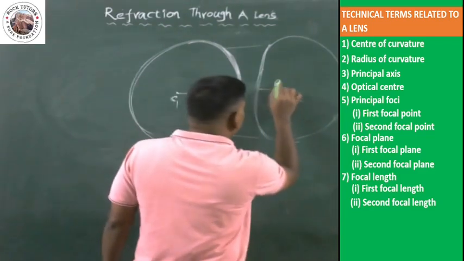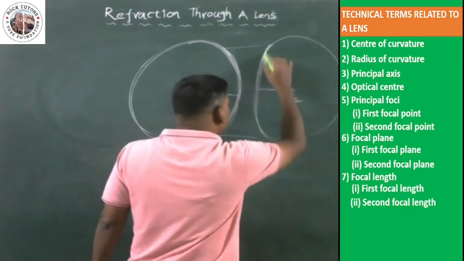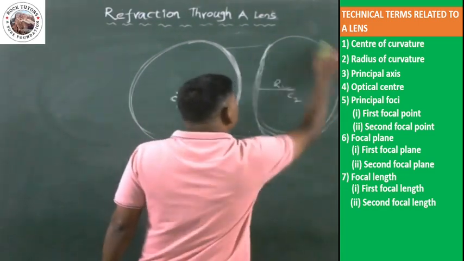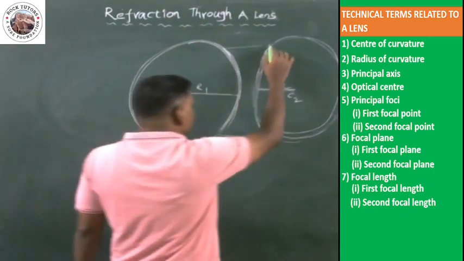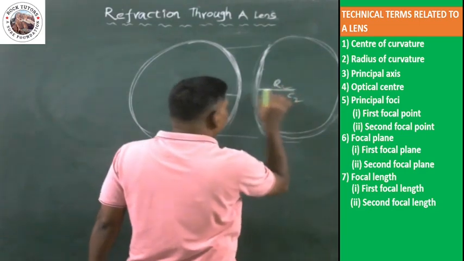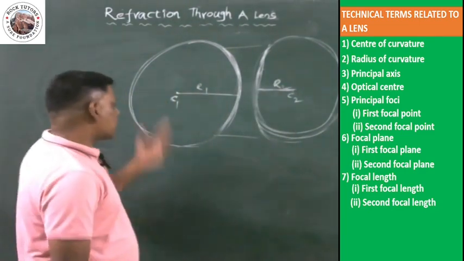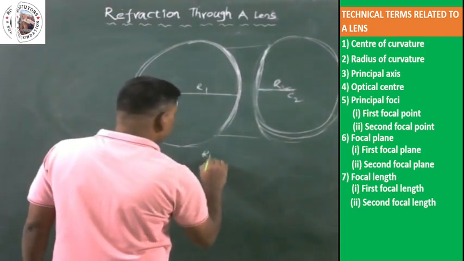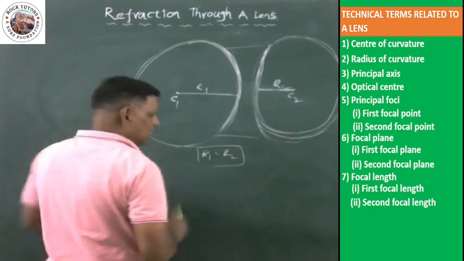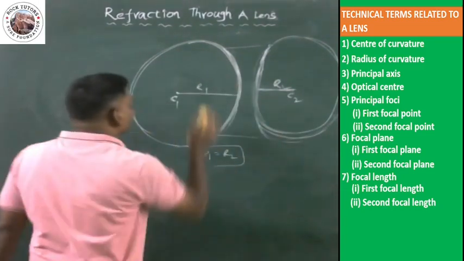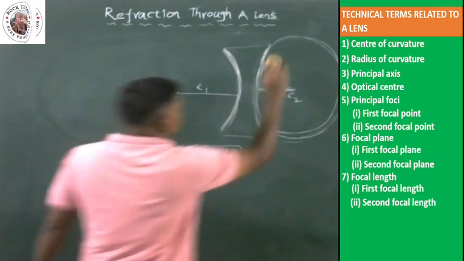So this is R2. This curve is part of the sphere. This sphere has radius R2, so this curve also has the same radius R2. So this radius is called a radius of curvature. Now here also, if R1 is equal to R2, then this lens is called an equiconcave lens.